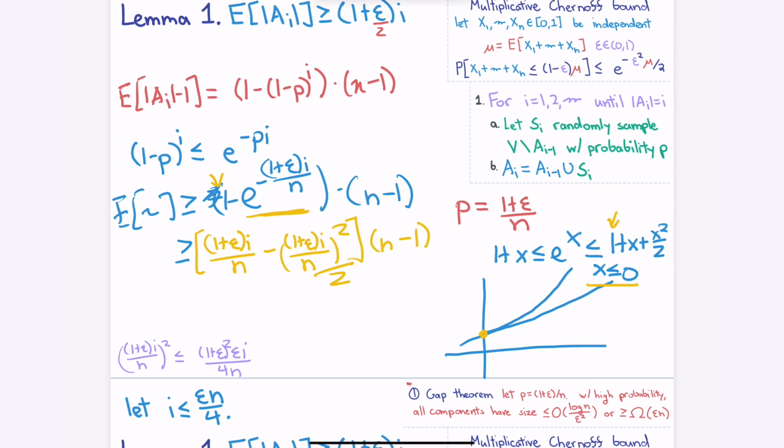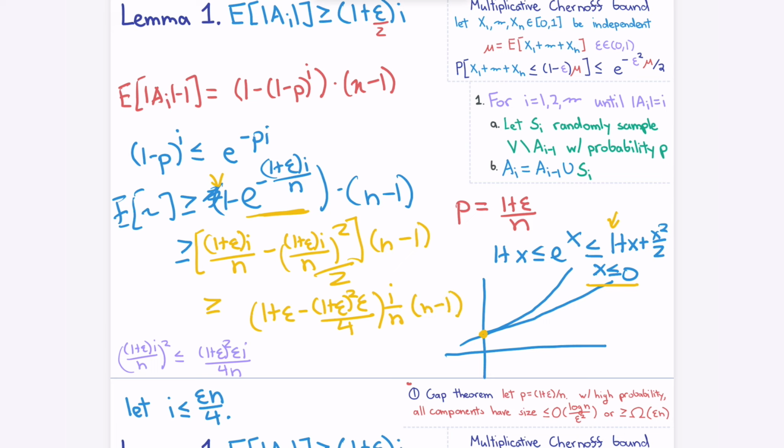Okay, so what do we... sorry, this is so gory. So you're gonna get something like 1 plus epsilon minus 1 plus epsilon squared epsilon over 4 I over n times n minus 1.